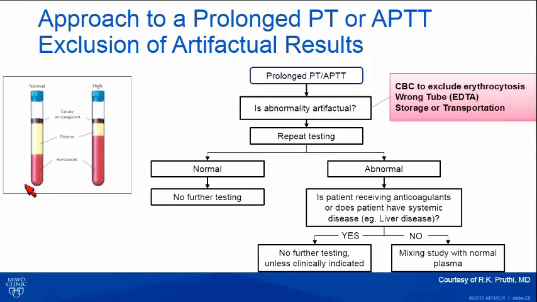If we know they are present, then the sample should be rejected, and the correct sample collected for repeat testing. If that's normal, then we don't have to do anything further. If we have corrected the pre-analytical artifact and the clotting time is still abnormal, if you have access to clinical history, we should take a look and see whether the patient is receiving any therapeutic anticoagulant, or has any systemic disorder, such as a liver disorder.